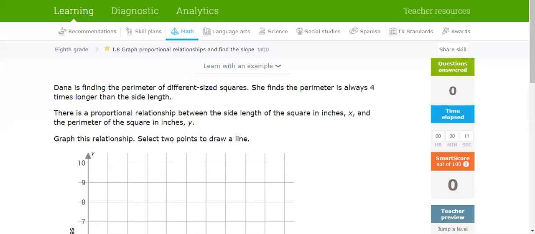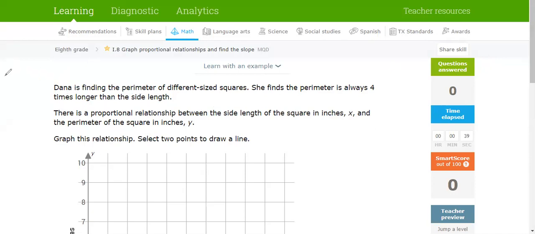In this video, I'm going to be solving questions on IXL 8th grade, I.8, graph proportional relationships and find the slope. So first of all, let's remember the proportional relationships. In all these kinds of questions, you're going to see that there is a proportional relationship between y and the x value. So you're going to see a graph below.